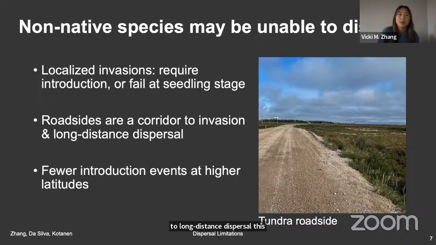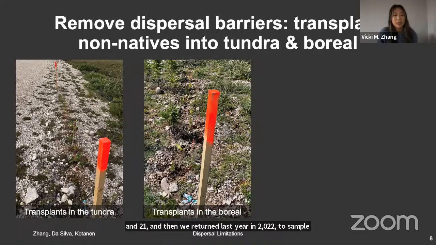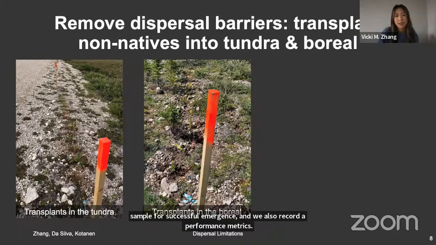Dispersal limitations might be able to explain why there are fewer non-native species at higher latitudes. Because of that limited accessibility, this results in a lower number of introduction events. So what we did was completely remove dispersal and establishment barriers by randomly transplanting these 3 non-native species into blocks in the tundra and in the boreal forest. We did this in 2021, and then we returned last year in 2022 to sample for successful emergence. We also recorded performance metrics, so how big the plants were at the end of the growing season.